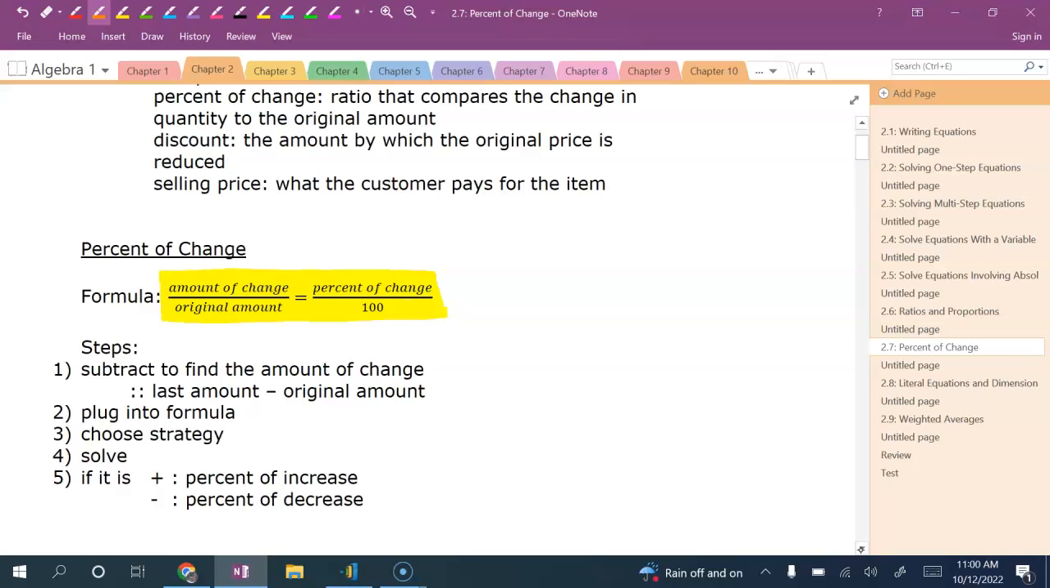Now when you solve it, again, we're going to be using cross products to solve these types of problems. If you get a positive answer, that tells you that it had a percent of increase. If you get a negative answer, that tells you that it had a percent of decrease.